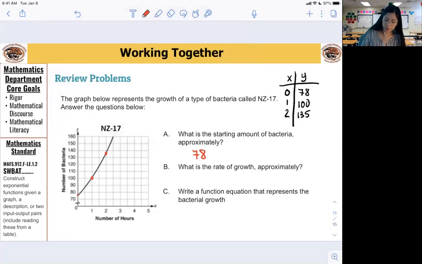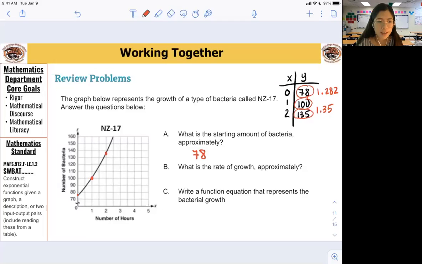What do we get the first time around? 1.35. And what do you get the second time around? 1.282. Now, we don't get the same answer because the numbers were not exact.